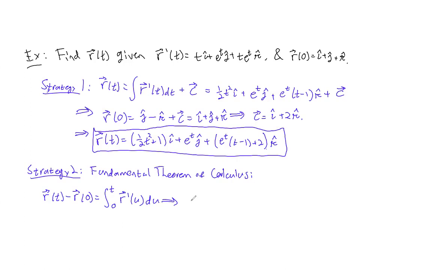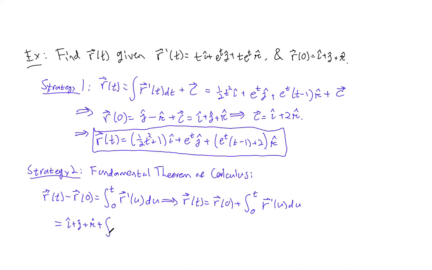But what does that mean? That means that r of t is equal to r of 0 plus the integral from 0 to t of r prime of u du. Let's figure out what that looks like. R of 0, we actually know what r of 0 is, don't we? That's i plus j plus k. We're told that that's r of 0.